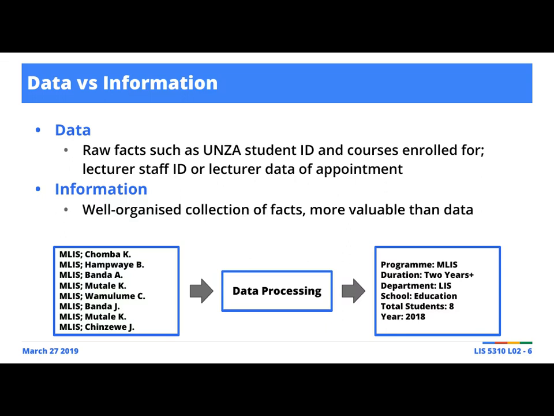But if we were to use an information system, let's say a database, for instance, assuming these raw facts were inserted into a relational database management system, and we apply some processing, query that information somehow, and organize it in a way that makes sense, we would potentially come up with a result like this, right? Something that makes sense. So we know that what we're looking at here is information to do with an MLIS program whose duration is 2 years. The MLIS program is offered in the Department of Library and Information Science in the School of Education, and the number of students enrolled into that program in 2018 were 8. This is meaningful somehow, right? So information, data.